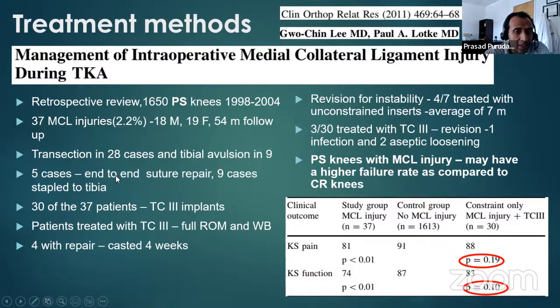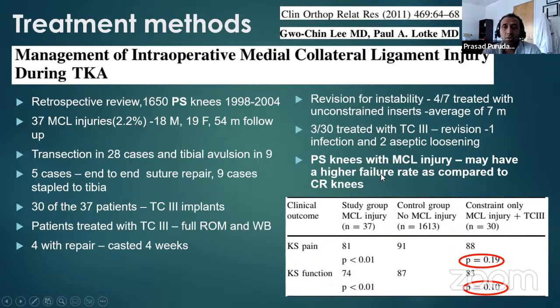In 5 cases they did end-to-end suture repair, and in 9 cases of the tibial avulsions, they stapled the ligament onto the tibia. In 30 of the 37 patients, they used higher constrained implants, which is the TC3 type, the revision type of implant. Patients who were treated with the higher constrained TC3 implant were allowed full range of motion and full weight bearing. 4 of the patients who had repair were actually casted for 4 weeks.